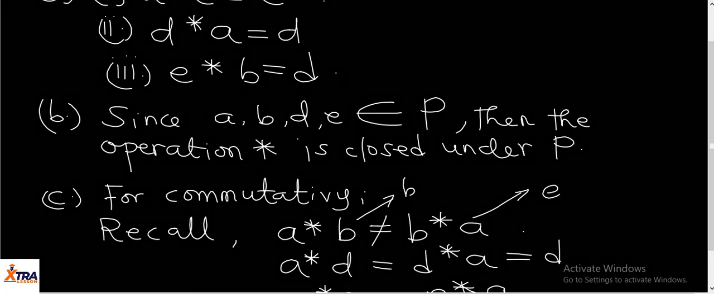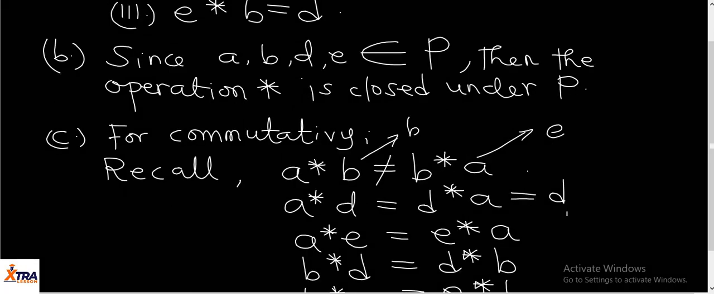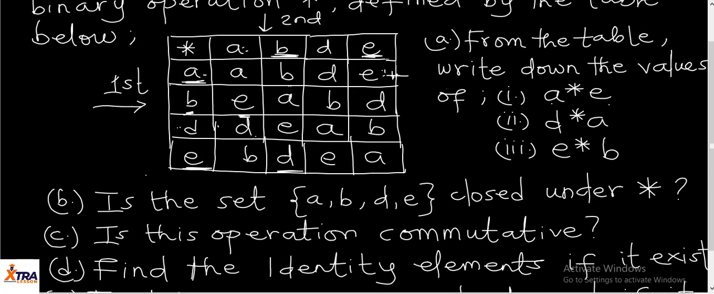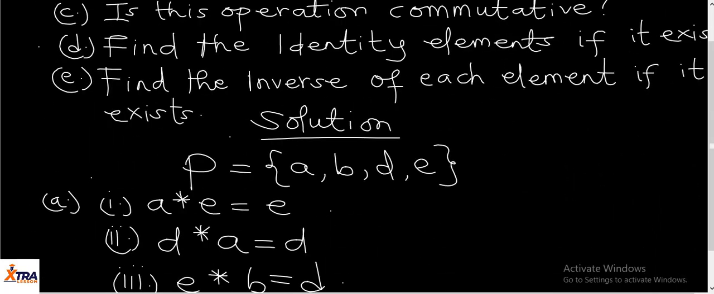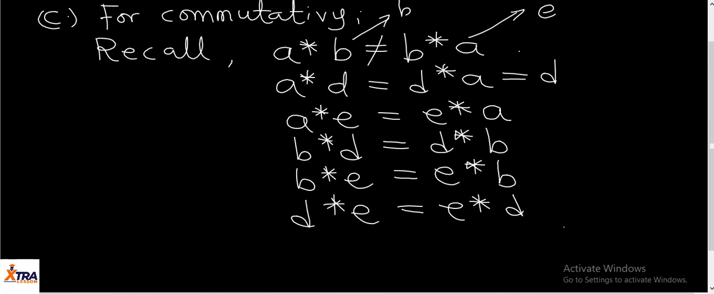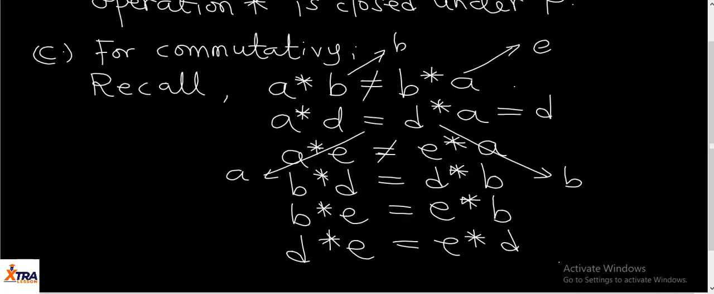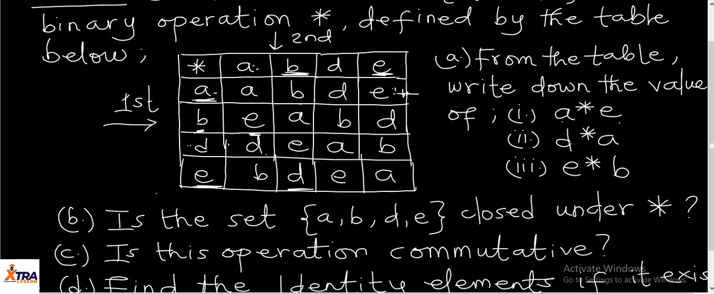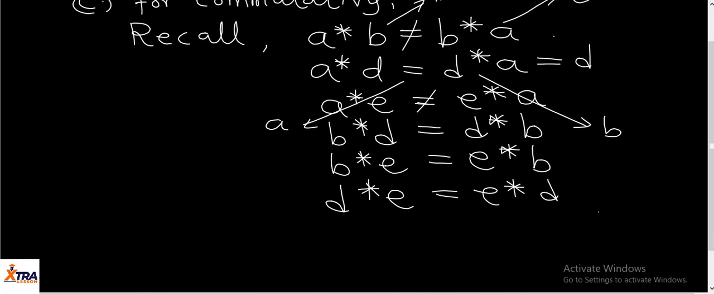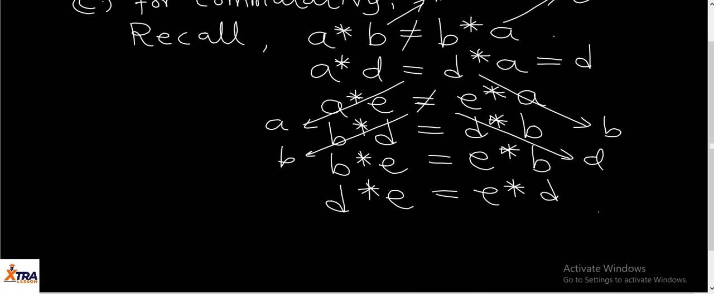Let's look at the next one. We have A operation E and E operation A. A operation E gives us A, and E operation A gives us D, so they are unequal. Let's look at the next one. We have B operation D and D operation B. B operation D gives us B, while D operation B gives me E, meaning they are unequal.